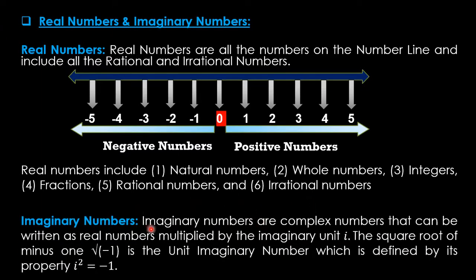Now what are imaginary numbers? Imaginary numbers are complex numbers that can be written as real numbers multiplied by the imaginary unit i. The square root of -1, root over -1, is the unit imaginary number, which is defined by its property i squared equal to -1. So this is the unit imaginary number, root over -1. When we square it, we get -1. So any real number, when it is multiplied by root over -1 or i, is called an imaginary number.